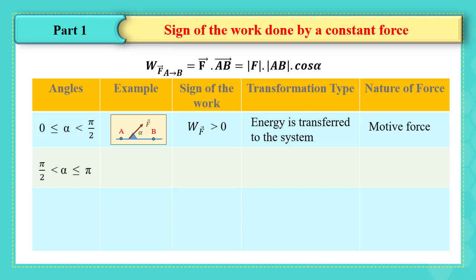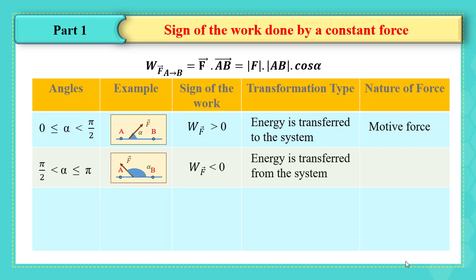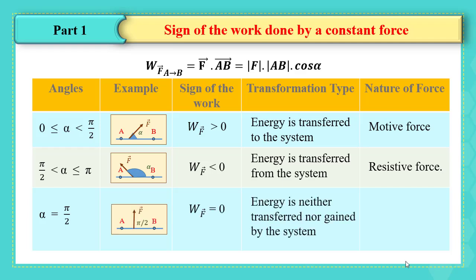What if alpha is between pi over 2 and pi, where cosine alpha is negative? Then the work is negative. We say energy is transferred from the system, and the force here is resistive. If alpha is exactly pi over 2, the work is 0. Energy is neither transferred nor gained by the system, and the force here is perpendicular to the displacement and it does no work. Let's consider this example.